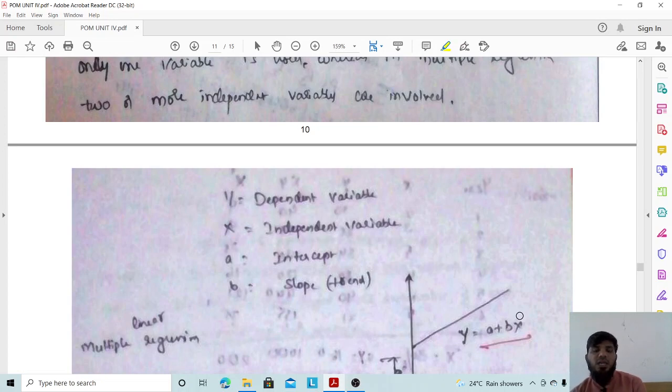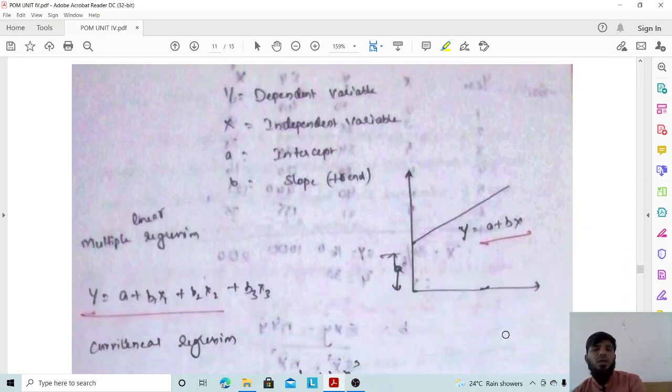When we say linear regression, the equation should come as y is equal to a plus bx. It should come as y is equal to a plus bx. So this is the linear equation, okay, where a is the intercept on the y axis, b is the slope. In that way you are able to identify the values of a and b.